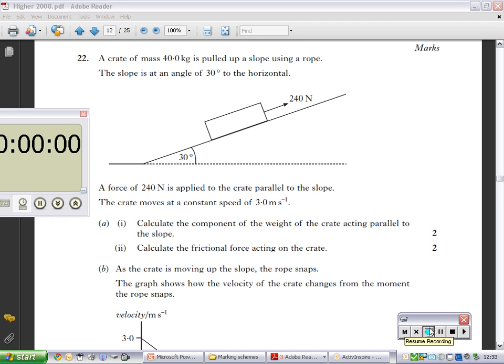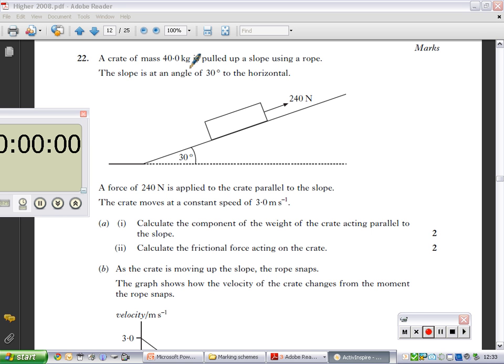Right, so this is 2008 question 22. A crate of mass 40 kilograms is pulled up a slope using a rope. Make sure you notice it's up and not down. A mistake can be made when you think it's actually going down, but it's actually going up, and there's your mass there as well. The slope is at an angle of 30 degrees to the horizontal.